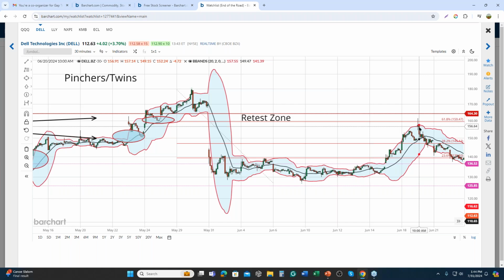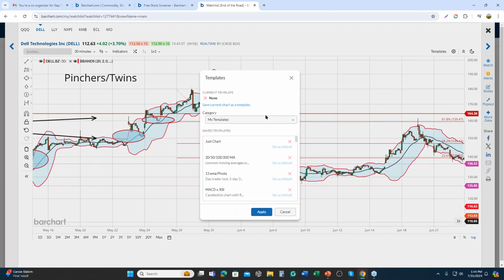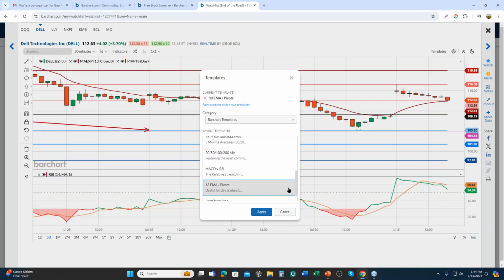And the other tool that I like to use on day of, as price is approaching my retest zones, is I'm going to go inside of our bar chart templates. And there is one template that I use a lot, which is our 13 EMA pivots. Now, I can't go back in time and recreate the pivots that were designed for that day, but I can show you the pivots that are designed for today.